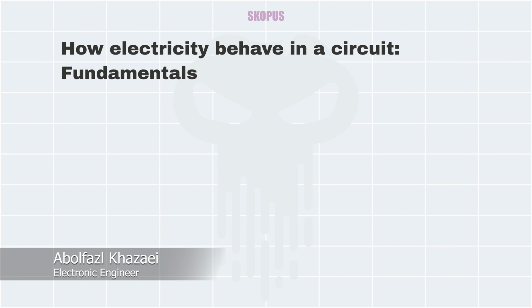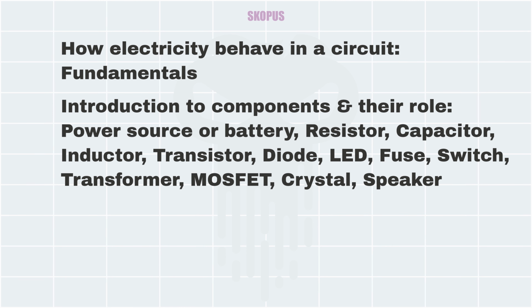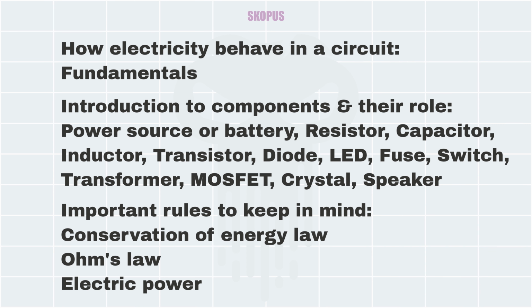Hello everyone and welcome. In this video we are going to talk about basic electronics and how electricity behaves in a circuit. Then we will introduce a variety of components that we use in our circuit, examine how they behave in a circuit and how they can be useful to us. And at the end we will talk about three important rules that in electronic engineering always help us to make a better circuit and design a more reasonable and useful circuit when we are trying to make something.